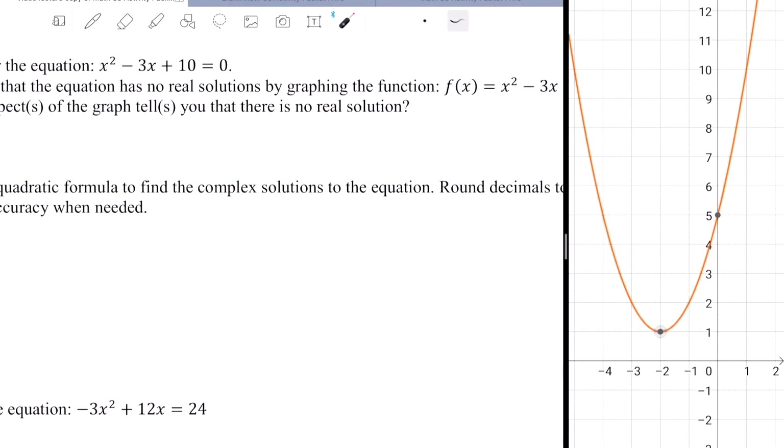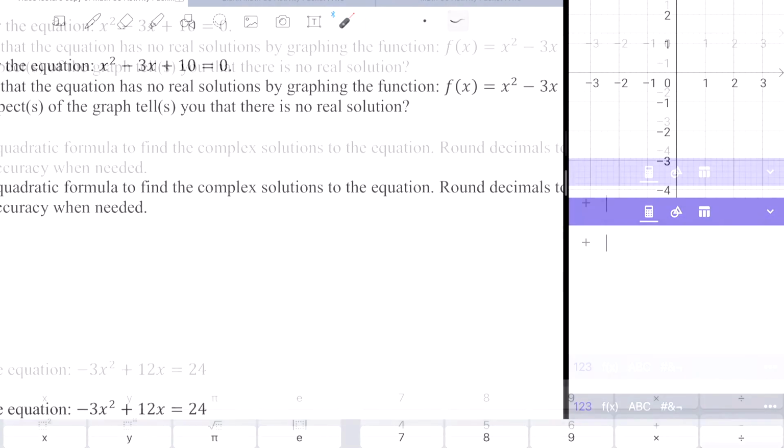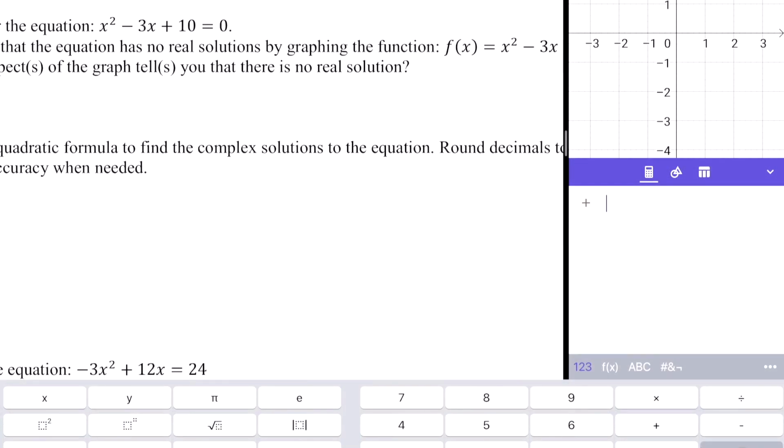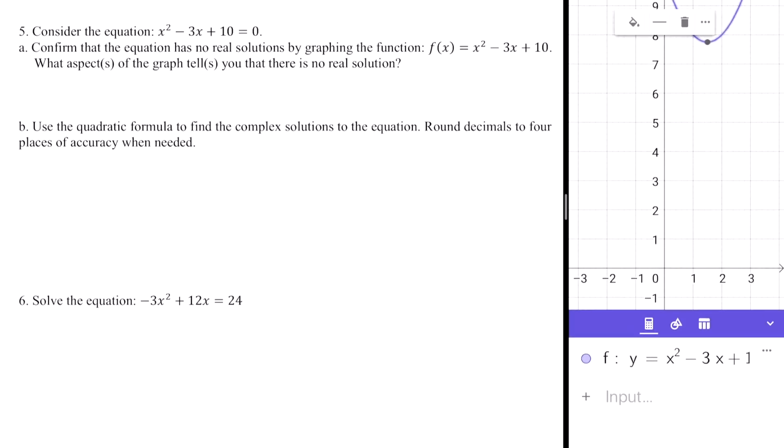And let's go ahead and clear all. So there's clear all. And I'm going to graph y equals x squared minus 3x plus 10. Oh, where'd it go? There it is. It's just kind of up high. So we've confirmed that it does not touch the x-axis. That tells us that there are no real solutions.